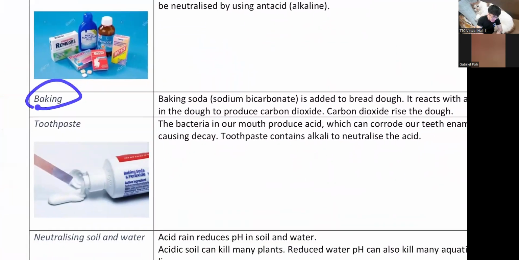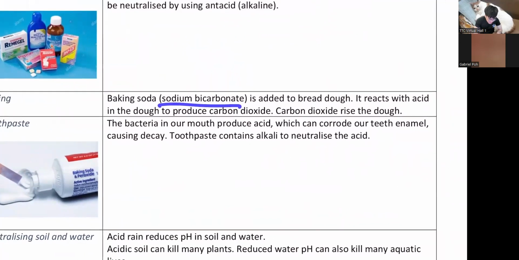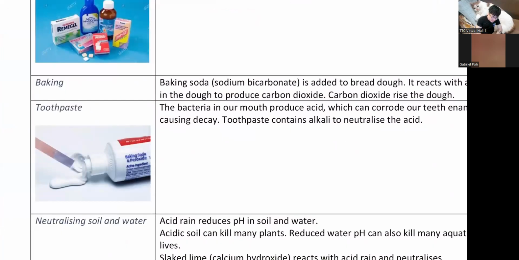Okay, next, baking. So baking, we use sodium bicarbonate. We call it baking soda in short. We add this to bread dough. It reacts with the acid in the dough to produce carbon dioxide. The carbon dioxide will rise the dough. So the more you put, the more carbon dioxide you produce. The more the bread rises, the fluffier it is. If you want your bread to be fluffy, you put more baking soda.